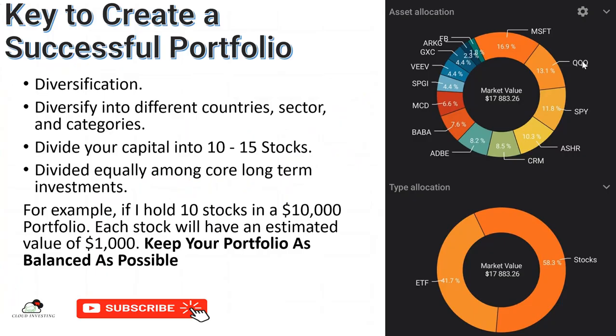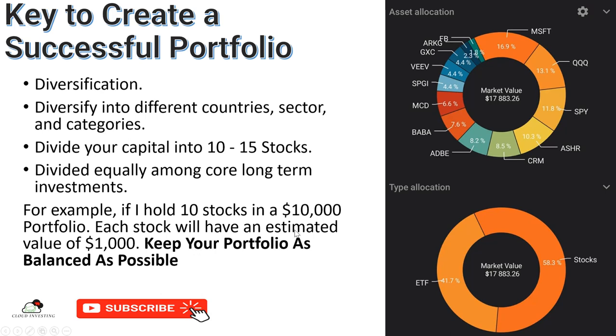So the key to creating a successful portfolio is actually diversification. So how to diversify? You have to diversify into different countries like US, Singapore or China, and different sectors and different categories. We'll talk more about this later. You can divide your capital into 10 to 15 stocks. Let's say you only have about $10,000, then you can divide your capital into 10 stocks. Then each stock will be around $1,000 in value. Then you must divide as balanced as possible.